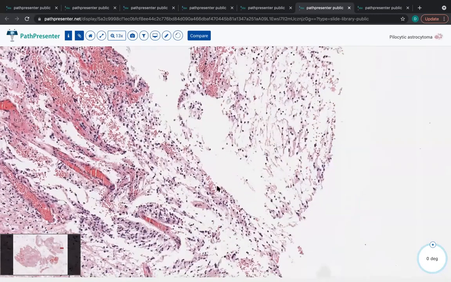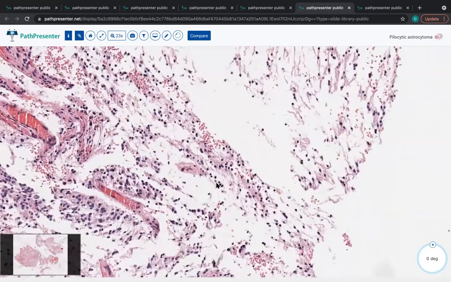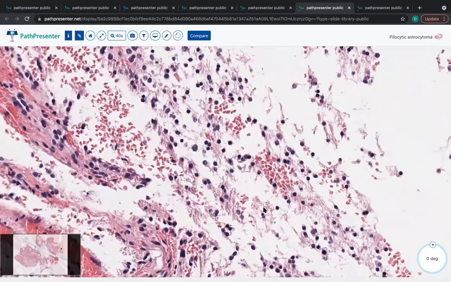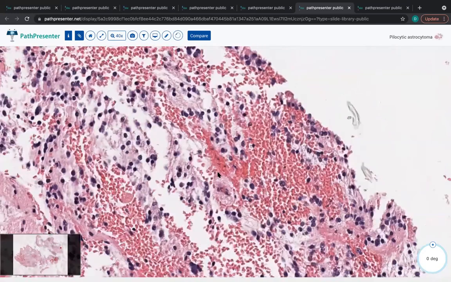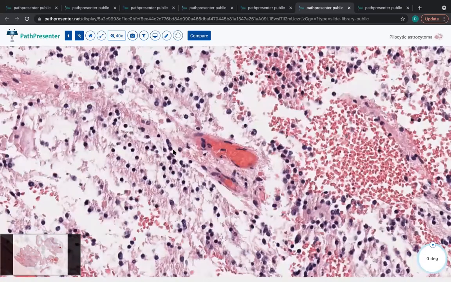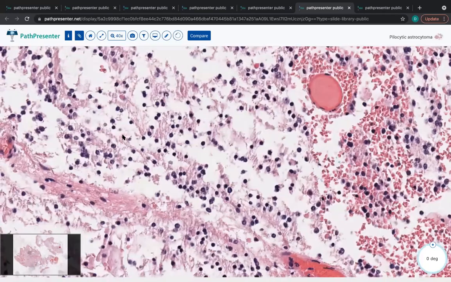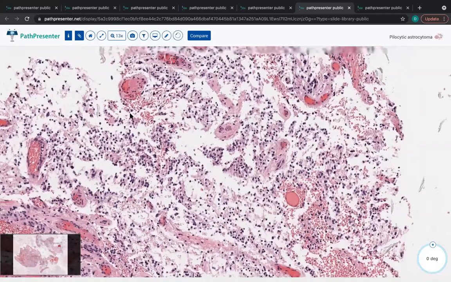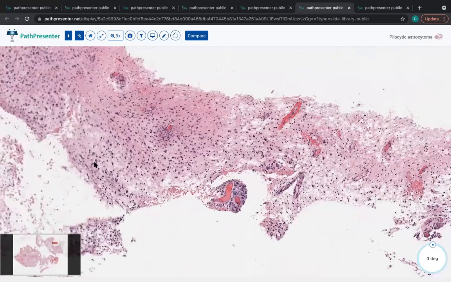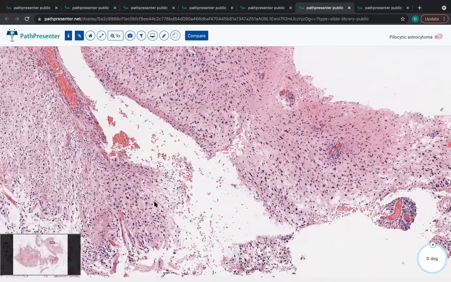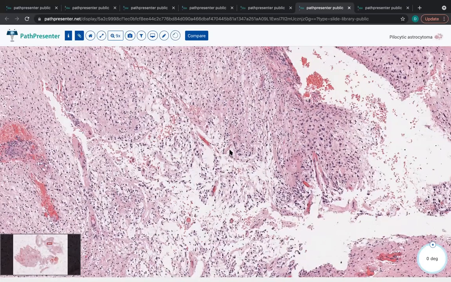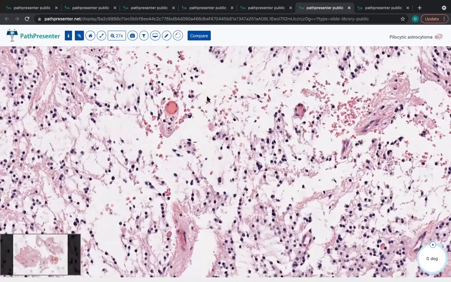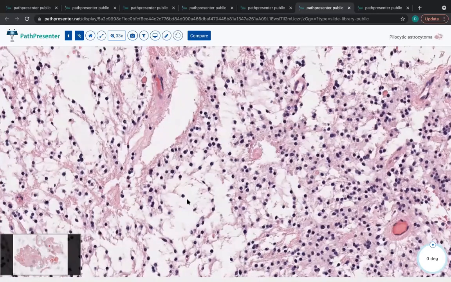So then what I'm trying to find here in these looser regions are the cells that are very characteristic of pilocytic astrocytomas, the pilocytes, which have long bipolar processes. Let me look around on the other areas of the slide, see if I can give you a better example. This is probably a pretty reasonable field here.